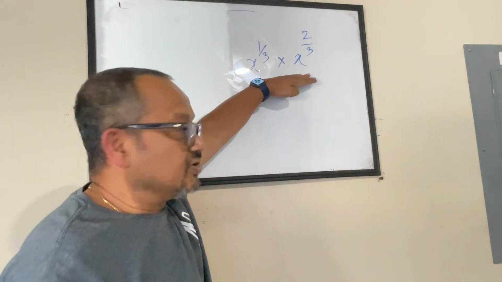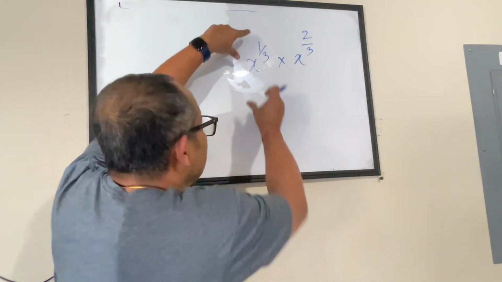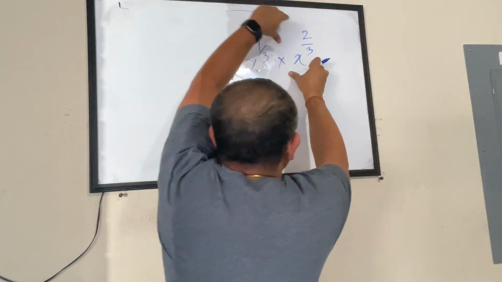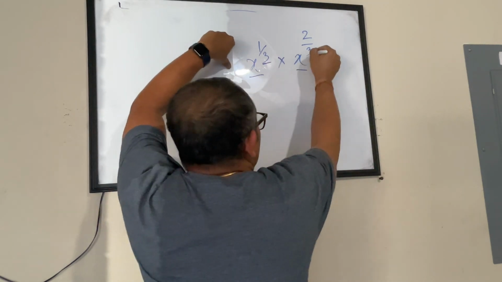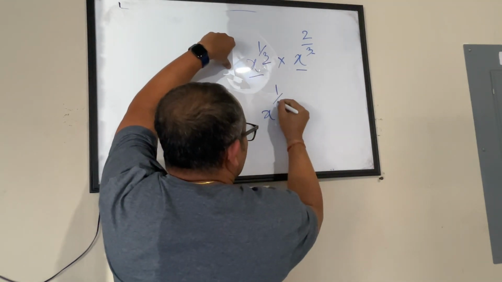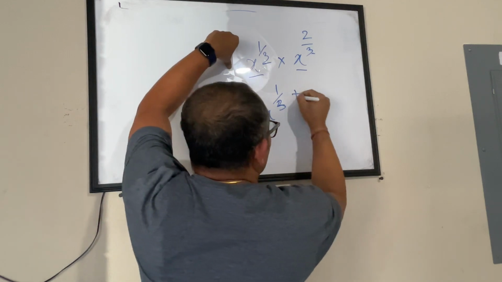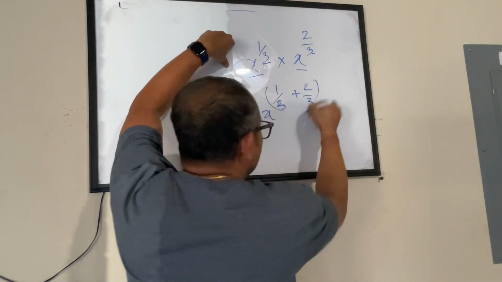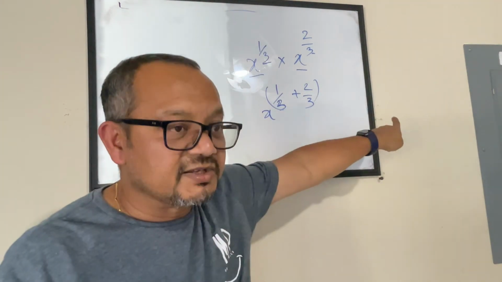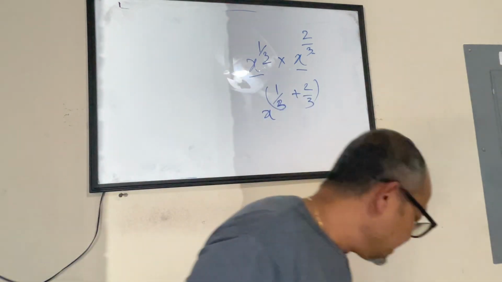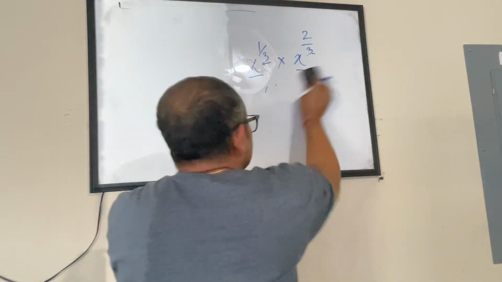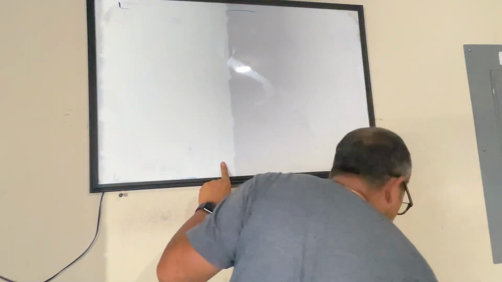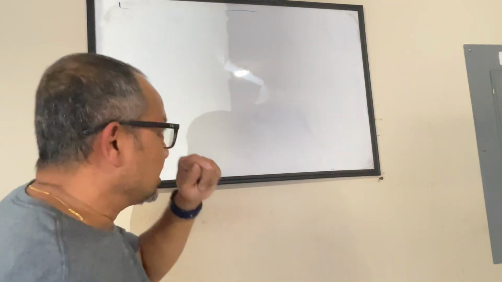Right. So this is the same thing. Here you have an exponent. Here you have an exponent. When you are multiplying the exponents which have the same base, you add the powers. So it becomes x to the power 1 by 3 plus 2 by 3. And when you add them, like a normal fraction addition, this is what it becomes. So this is called rational exponents.